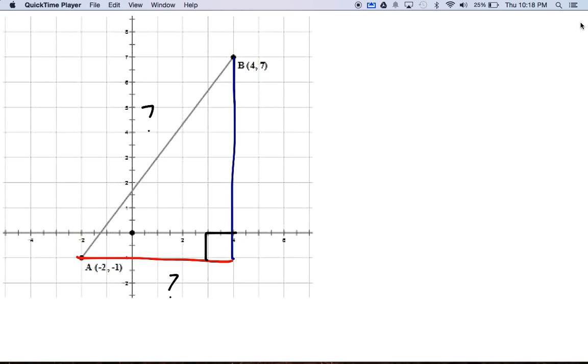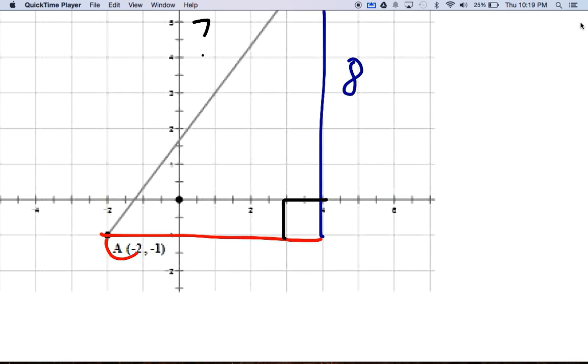Well, just like in those other problems, we can count these distances right here. So this is 1, 2, 3, 4, 5, 6, 7, 8. This distance here is 8. Be careful on the counting. It sounds silly, but most students mess these problems up just on the counting part. And if I count down here, 2, 3, 4, 5, 6. So that distance there is 6.